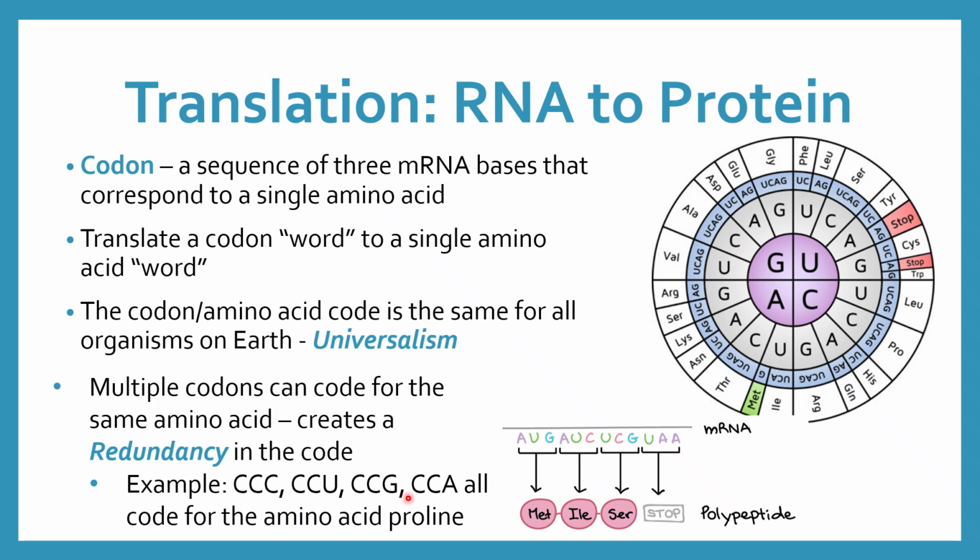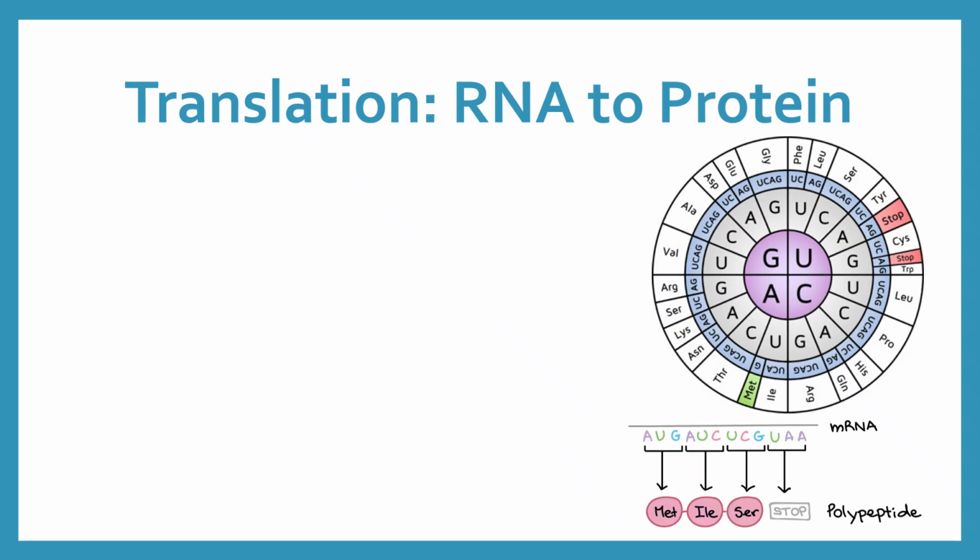So in this case, another example here, all 4 of these code for the same amino acid, proline, and we call that redundancy. So this code is both universal, meaning all organisms use it, and it has redundancies in it, where sometimes multiple codons can give you the same amino acid.